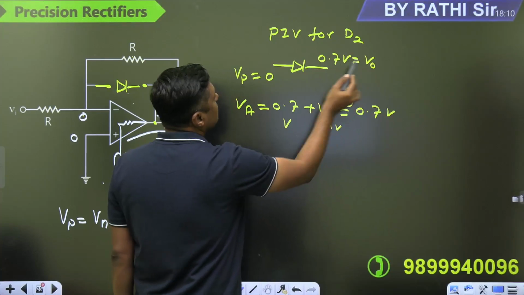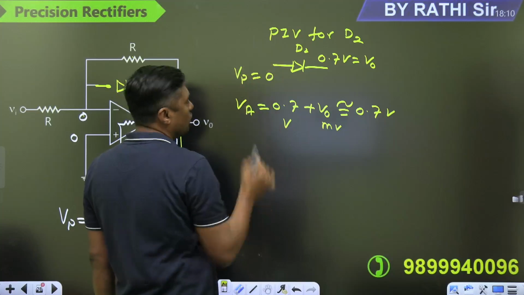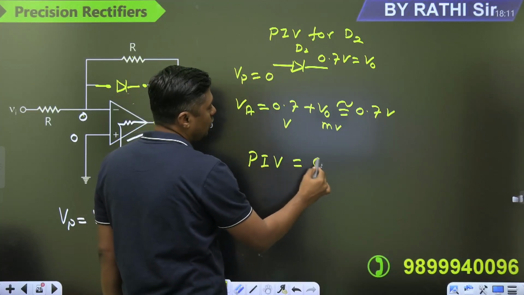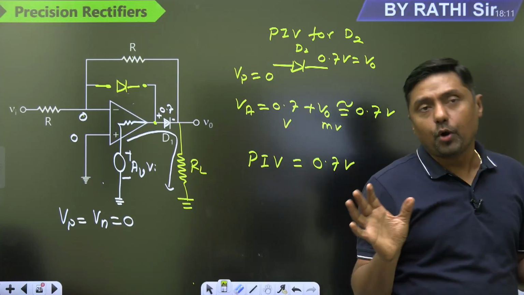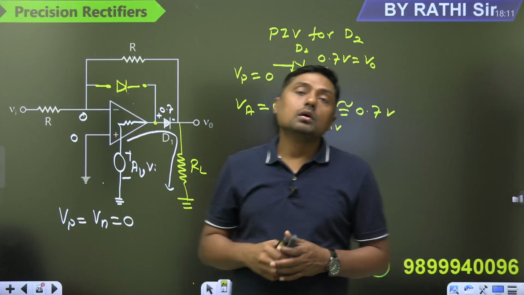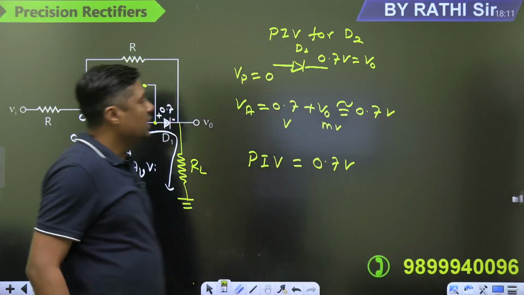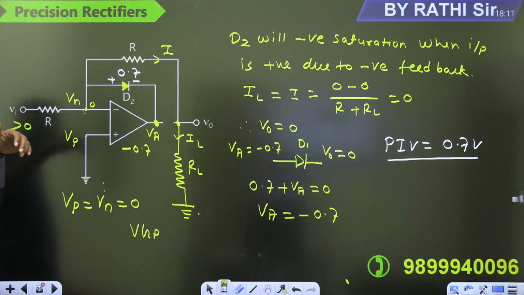That is V0. This is reverse biased by what? Only 0.7 volt. So what is the PIV for the D2 also? 0.7 volt. So for both the diodes, the PIV is only 0.7 volt. Why is it not high? Because in both the cases, the operational amplifier will not enter into saturation. And that's why we are getting the less PIV for both the diodes. And we are getting the output when it is negative. So that is the half-wave rectification.